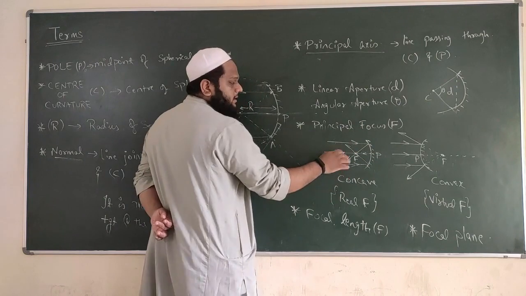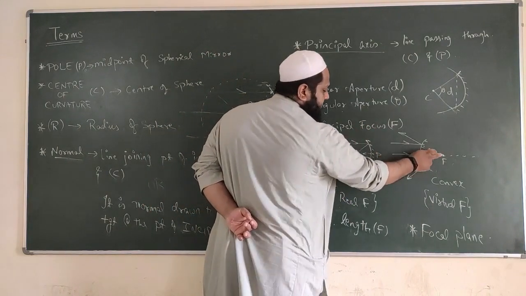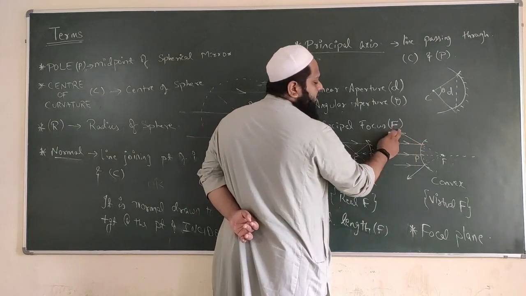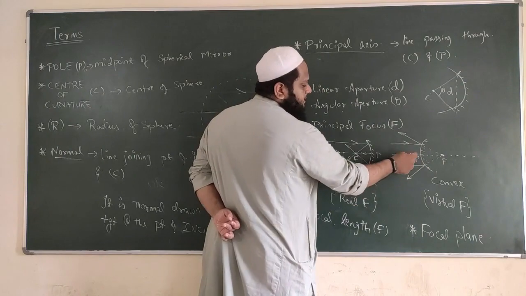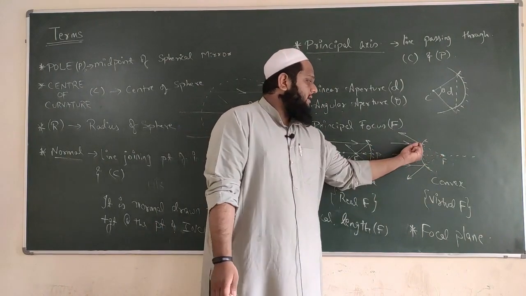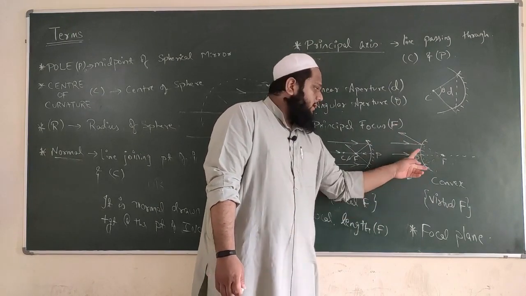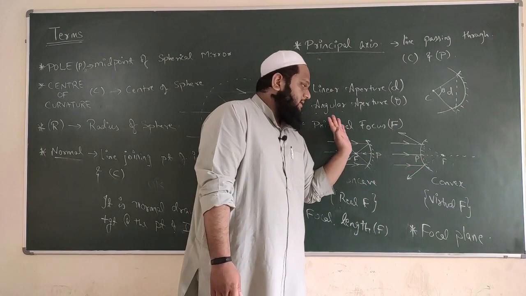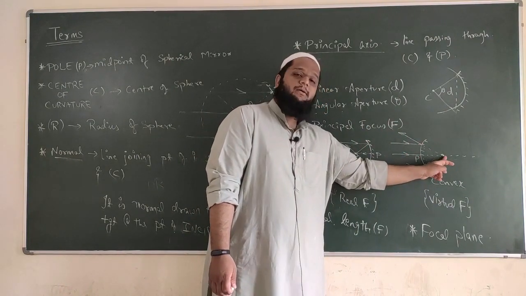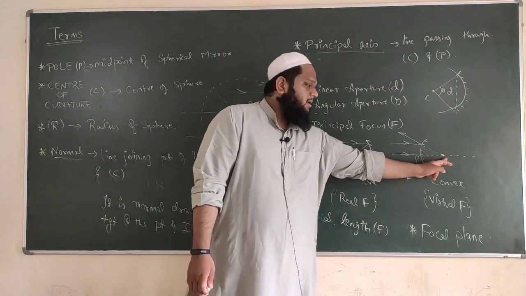In case of convex, here same rays parallel to the principal axis, when incident on the mirror, they appear to diverge. They appear to diverge from a single point. I told you in the last class, once they reflect back, they are not meeting each other. So you extend them backwards. That's why I put dotted lines. They are meeting at a point called F. So this particular point is called principal focus.